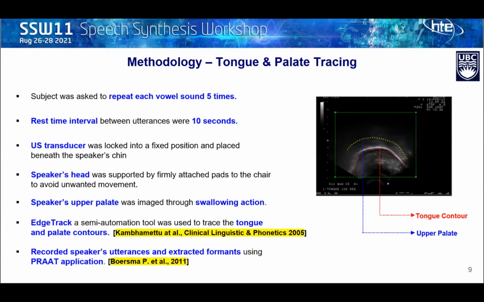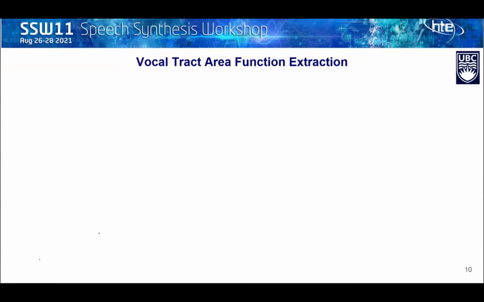Then we used the H-track, a semi-automation tool, to trace the palate and tongue position by fitting a smooth spline to the lower edge of the visual lingual contours. For a comparative study, we also recorded the speaker's audio and extracted the first 4 formants.